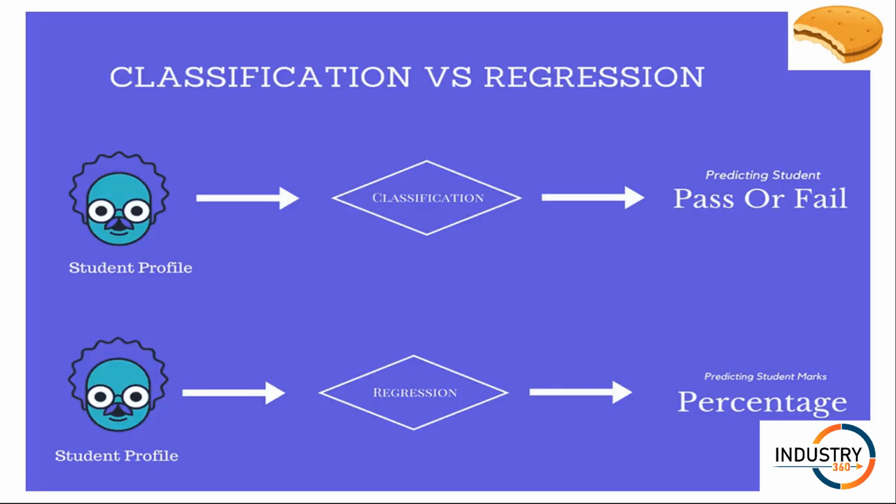As you can see in the first line, we are describing the classification. We have a student profile and we are predicting the student's result, pass or fail. We are predicting the result of the student as pass or fail. That is the classification problem. In the second, we are predicting the result of the student in percentage. That is the regression problem. When we are predicting variables like pass or fail, 0 and 1, that is known as a classification problem. And when we are predicting continuous variables, like numbers, that is known as a regression problem.